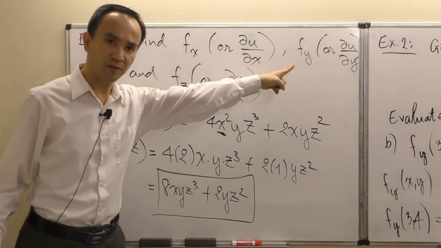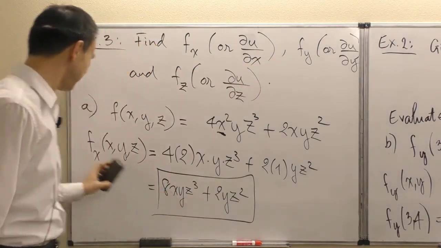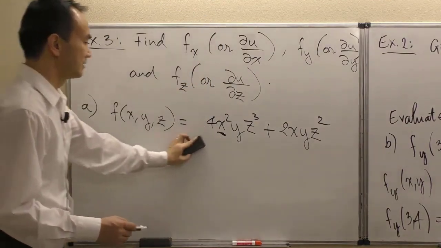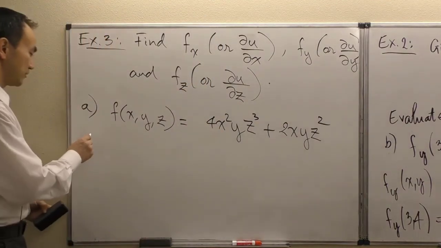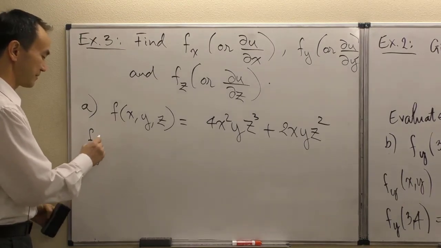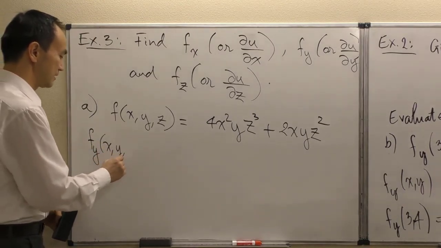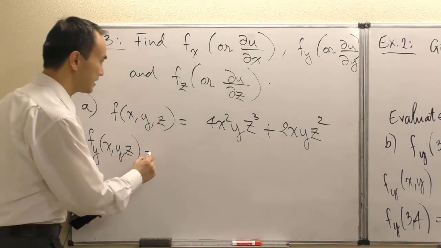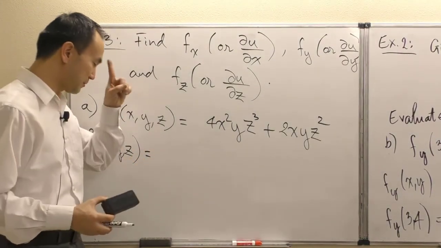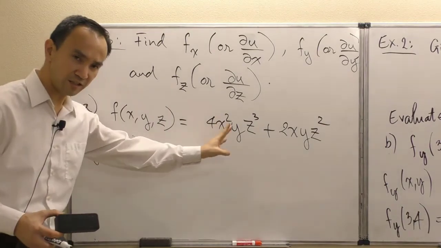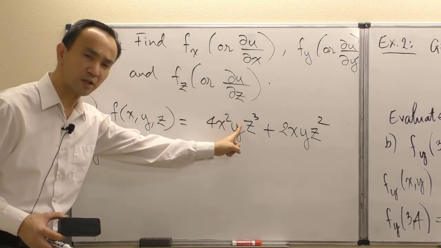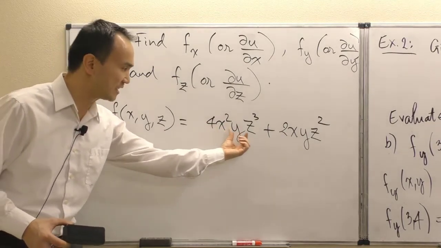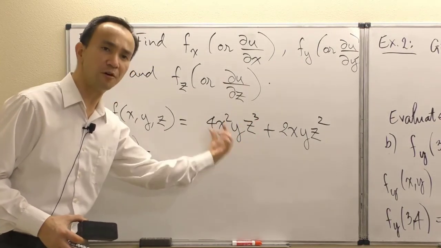All right, so after this one, let's look at the next one. We have to find fy right here. For fy that we're heading out for, it's eventually a function of three variables. My mind is telling me that in the first term, I only need to focus on the y variable. 4x squared is a coefficient, and the z cubed is also another coefficient together.